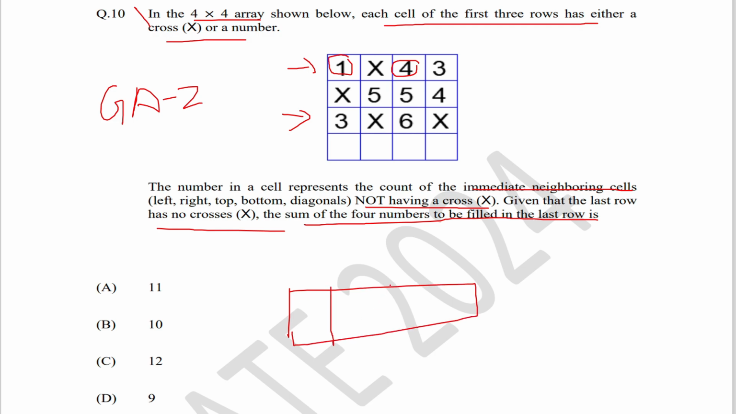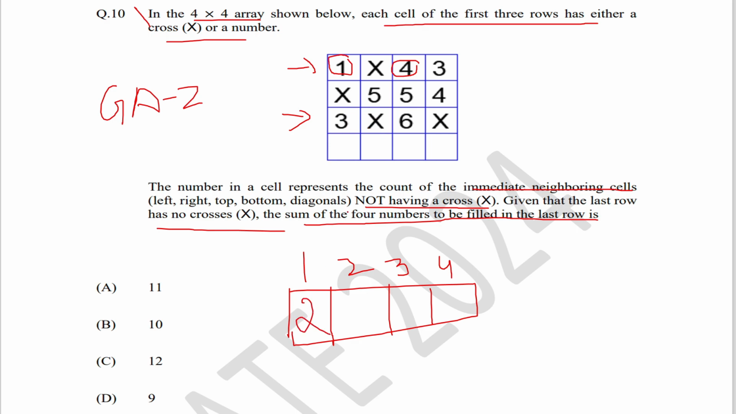So if you consider the last row, it has 4 cells. Let me mark them as 1, 2, 3, 4. Consider cell number 1. If you look at cell number 1, you can see that the adjacent cells have the number 3 and a value that can be filled with any number, and the third cell is filled with x. Hence only 2 numbers are present out of the 3 neighboring cells. Hence the value of the first cell will be 2.